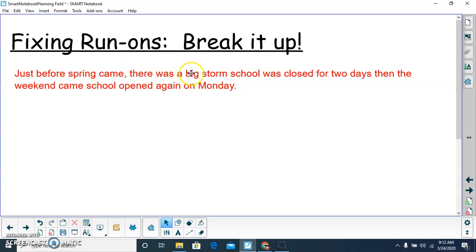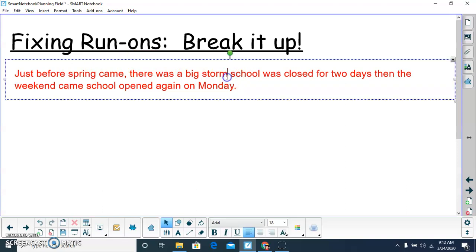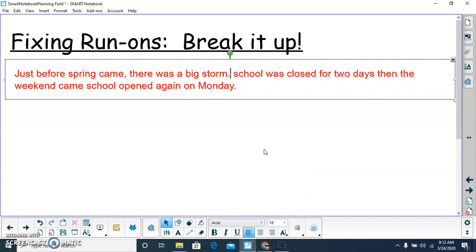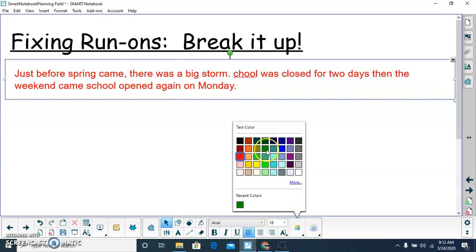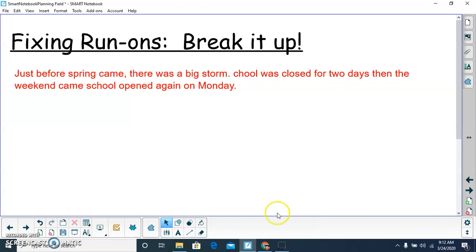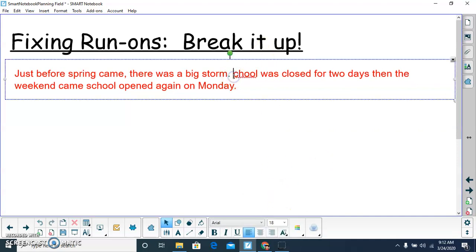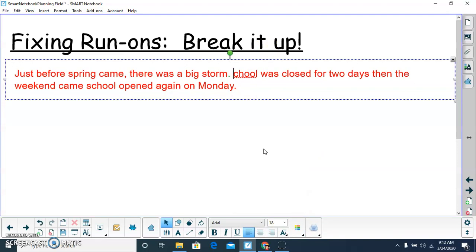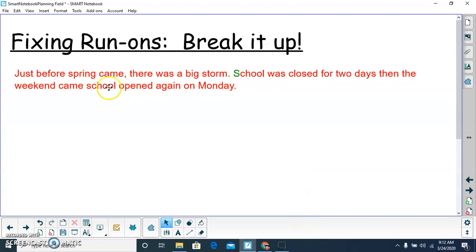Just before spring came, there was a big storm. Okay. I'm going to put a period there. Here, let me make the color different. Period. And then I'm going to capitalize the next word. All right. Oops, I forgot to do that. Sorry about that. There we go. So just before spring came, there was a big storm.